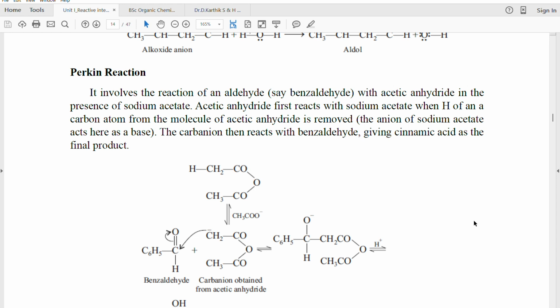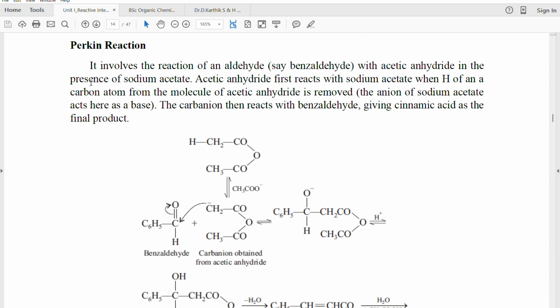Okay, if there is nothing, then we go to another reaction, that is called the Perkin reaction. Okay, so the Perkin reaction involves the reaction of an aldehyde, say benzaldehyde, with acetic anhydride in the presence of sodium acetate. Okay, so acetic anhydride first reacts with sodium acetate. Okay, so we will just see the two starting materials and the base.